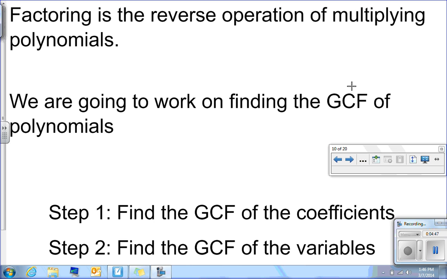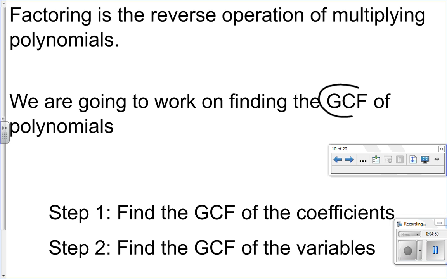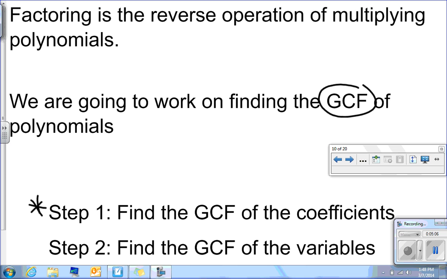And in order to do this, we need to find the greatest common factor of polynomials. So here we go. Step one to doing this is you have to find the greatest common factor of the coefficients, finding the greatest common factor of all the numbers in front of our variables. And then step 2 is finding the greatest common factor of all the variables. Okay, so let's walk through this first one together.